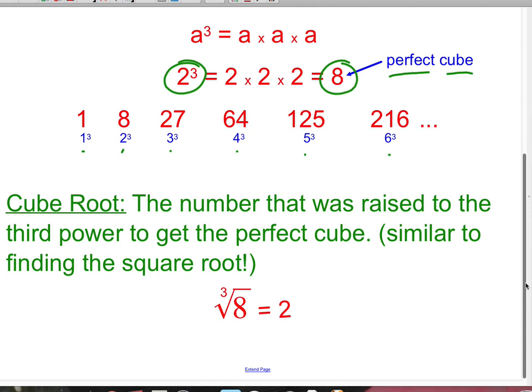So that says the cube root of 8 is, and the answer is 2. This isn't about dividing by 3. That's not how this works. This is like thinking backwards.